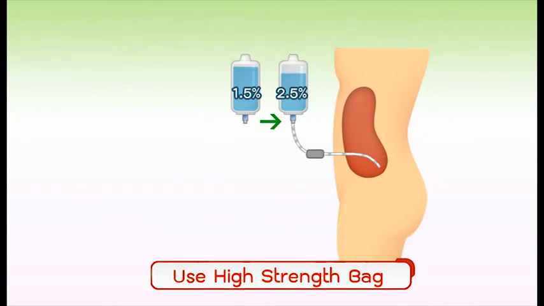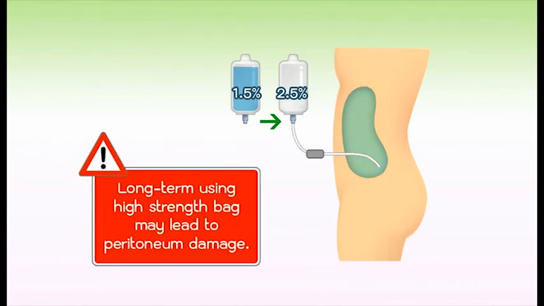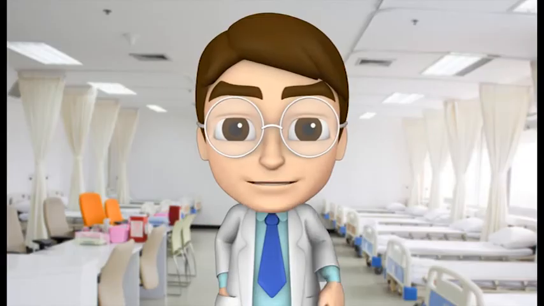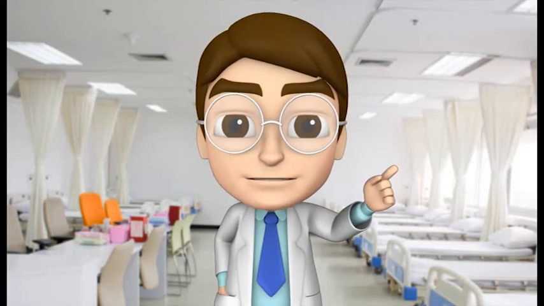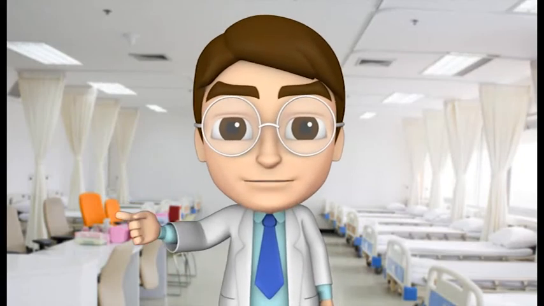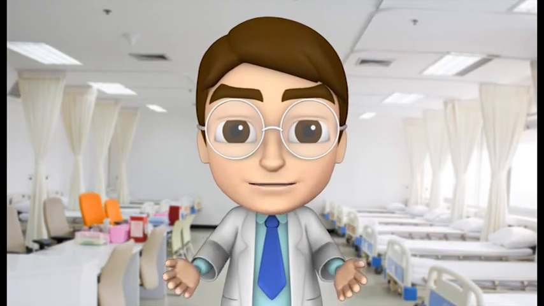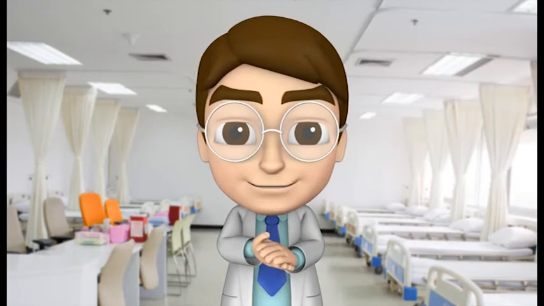Increase the glucose strength of the PD bag and tell your doctor straight away, as the continuous use of strong bags may cause permanent damage to the peritoneum, making PD an ineffective mode of dialysis. This is because the kidney of a patient with chronic kidney disease is unable to adjust the amount of urine excreted according to the amount of fluid intake. Therefore, you will need to pay close attention to the amount of fluid intake and salty food consumed.